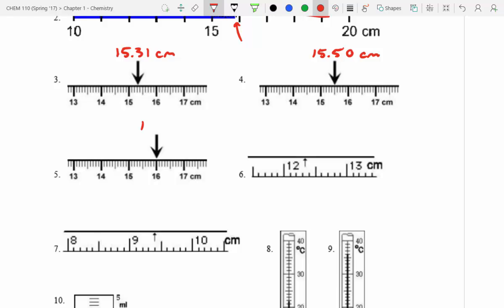16.00 again. It looks to me like it's right at the hash mark. All right, next one, number 6. Looks like it's between 12 and 13.